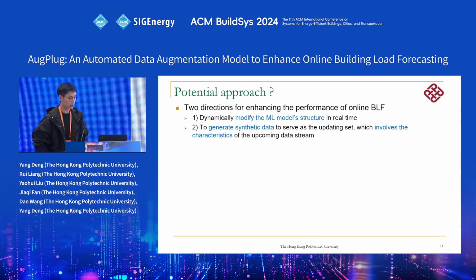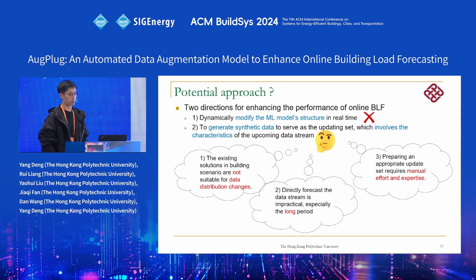Okay, what's the solution? Generally, there are two directions to enhance the performance of a machine learning model. One direction is to modify the model structure, such as the layers and loss function. That's quite challenging in this online scenario. Another choice is to generate data with similar characteristics as the future data, and then use such data to update the model.